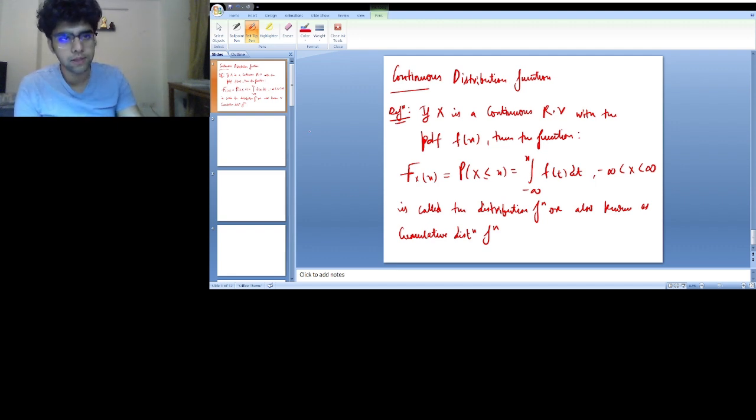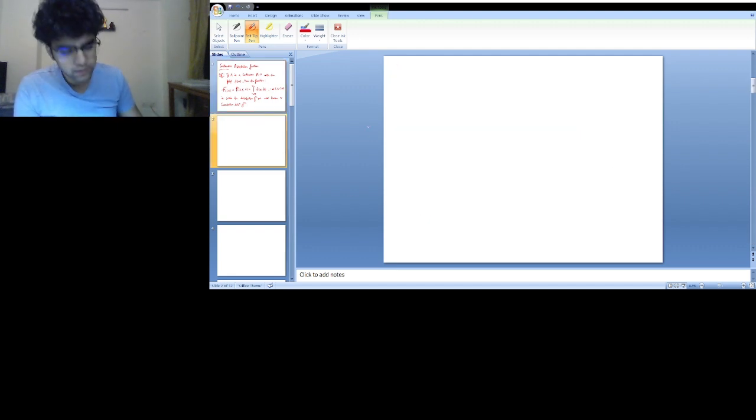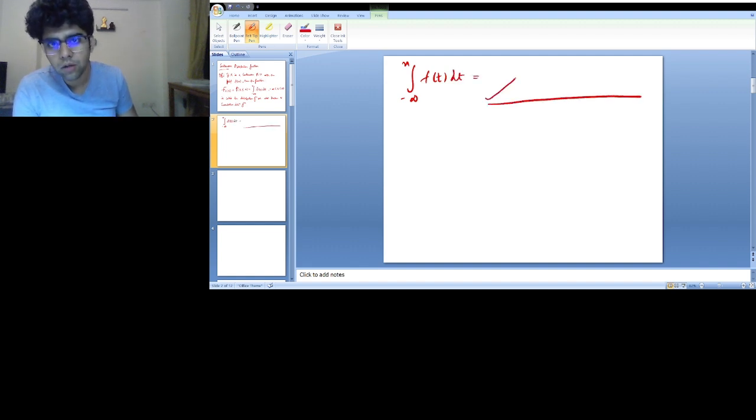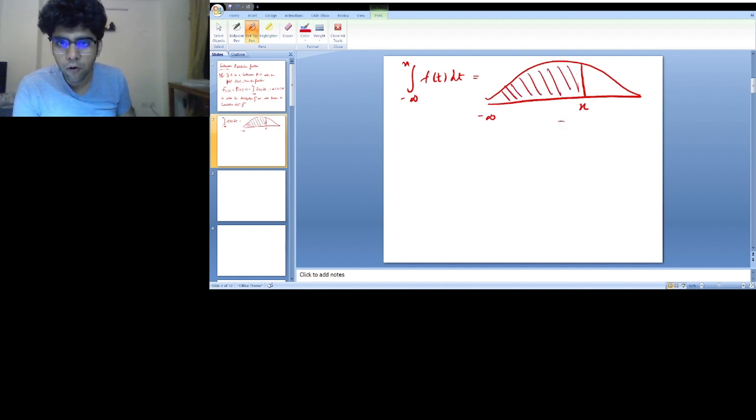So what this means is this integral from negative infinity to x of f(t) dt, right? What this means is we are calculating the area under the curve from the lower limit, that is negative infinity in this case, till any point x, till any point small x, right? So this is known as the CDF, CDF F_X, right?